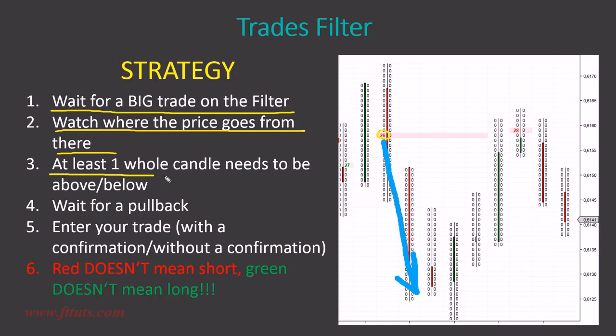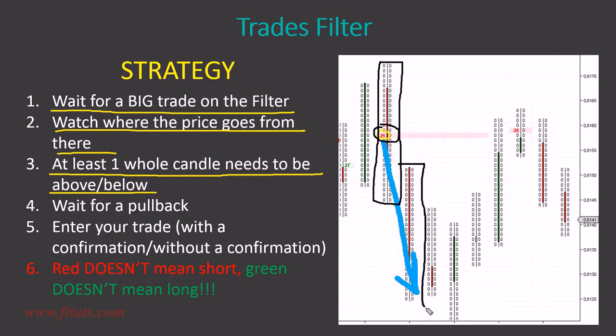Now there is a condition. At least one whole candle needs to be above or below this number. So in this case, this is the candle where the number got formed. This is the 26, the big number. And this is the first candle which is below this 26.